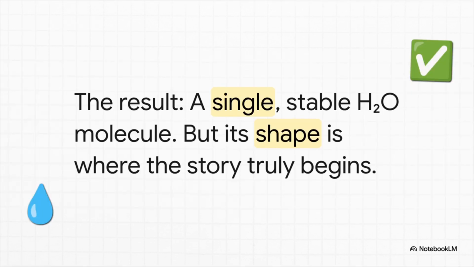And there you go. 2 hydrogens, 1 oxygen, all locked together by sharing. We've got a single, stable H2O molecule. Now, you might think, okay, job done, story's over. But honestly, the most mind-blowing part of this whole thing is just getting started. Because it's not just what it's made of, it's the shape it takes.